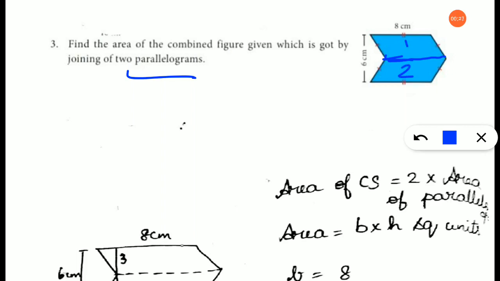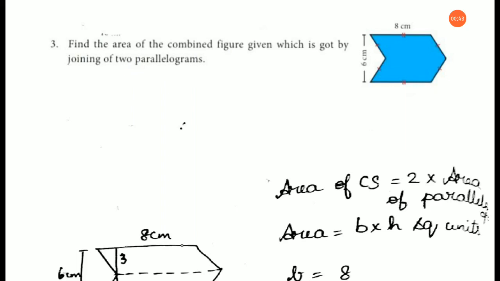Okay, so it is easier. You have to find the area of the first parallelogram and add it with the area of the second parallelogram. You will get the area of this combined figure. Clear? I'll just give hints for this type of sum so that you can solve on your own.